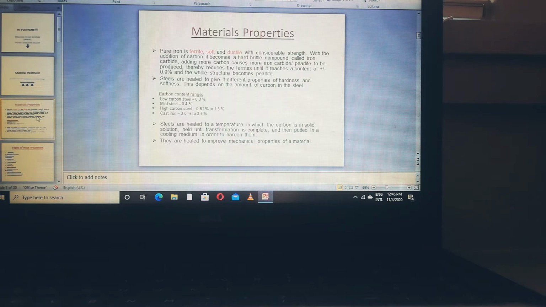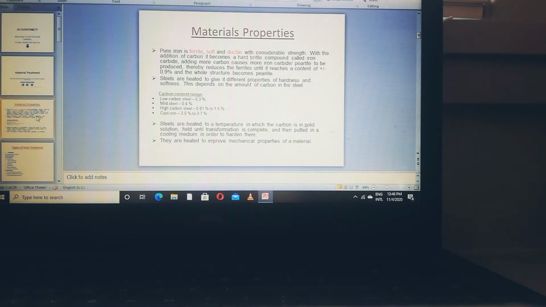Steels are heated to give them different properties of hardness and softness. This depends on the amount of carbon in the steel. The steels are heated to a temperature in which the carbon is in a solid solution, held until transformation is complete, and then put in a cooling medium in order to harden them. We heat treat materials to improve their mechanical properties.